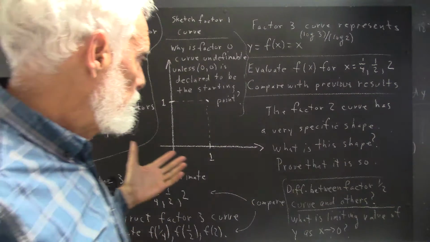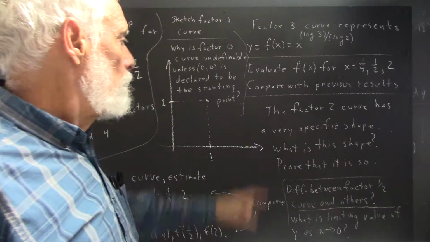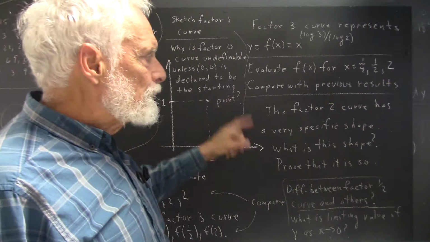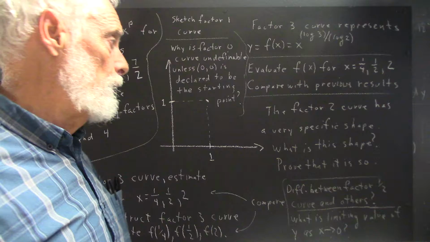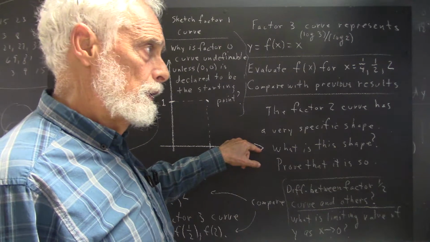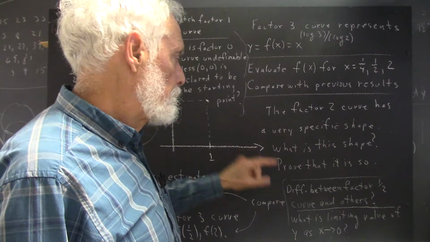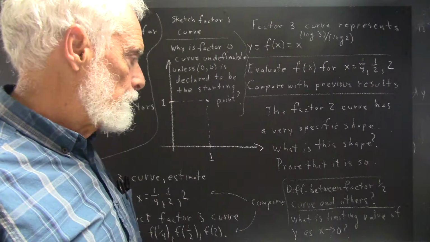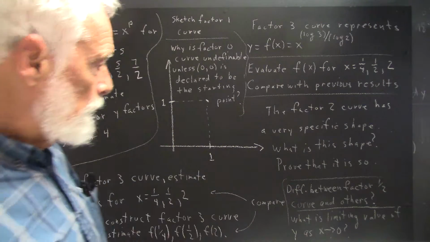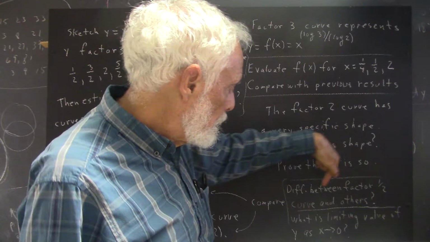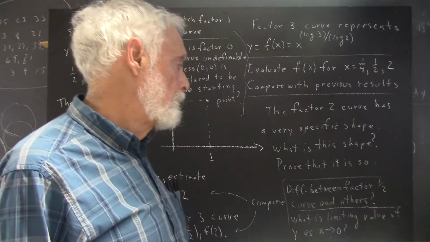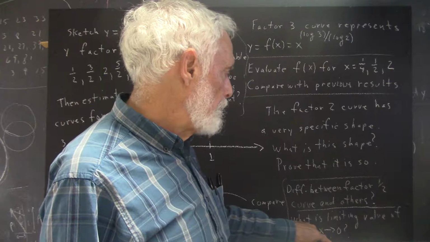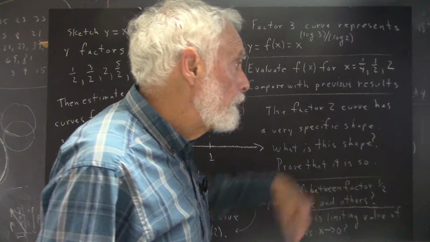Okay? Now, a couple more things. What about the factor 2 curve? The factor 2 curve, you probably noticed, has a pretty specific shape, very specific shape. What's the shape? And can you prove that it really, if it's constructed with absolute precision, would really have the shape you conjecture? Okay? Then there's a difference between the factor 1/2 curve and the others. What's that difference? Very clear difference. And then what is the limiting value of y as x approaches 0? That's for the factor 1/2 curve.